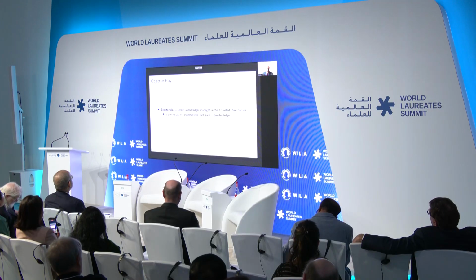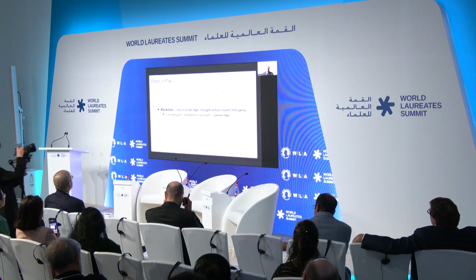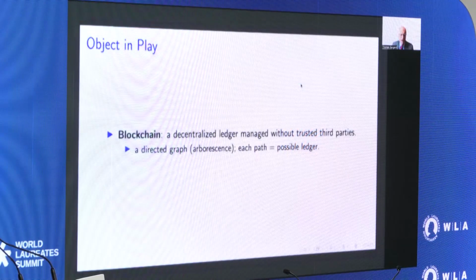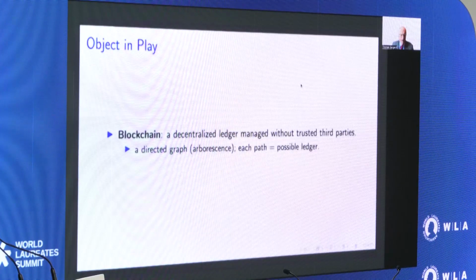Okay, so the objects in play, it's going to be a blockchain. Well, what is a blockchain? It's a ledger. It's a communally shared ledger. It's managed without any trusted third parties. Nobody manages it. It's the consensus of parties who are in the blockchain that manages it. Mathematically, it's a directed graph called an arborescence or a tree. In each possible path through the tree, there's many possible paths. That's a possible ledger. Mathematically, a ledger is going to be a path.